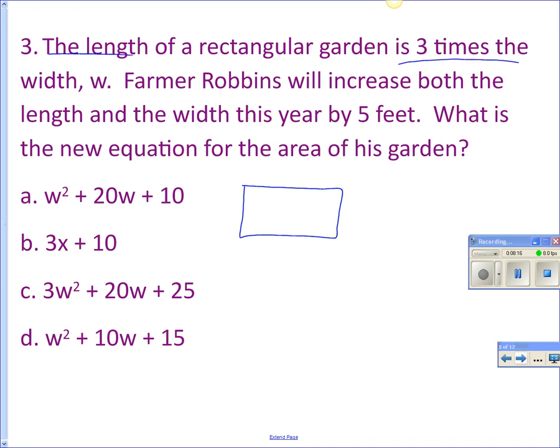The length, I can cross that out because that's not important right now. The length is 3 times the width. Hallie, how would I write this on my picture? How would you do 3 times the width? 3W. Does that go on the length side or the width side? The length side. So 3W, 3 times the width.